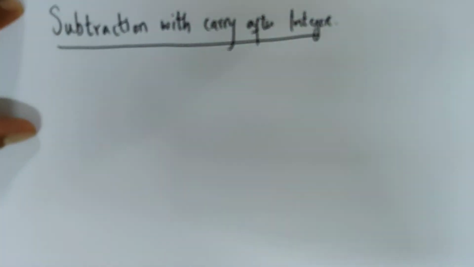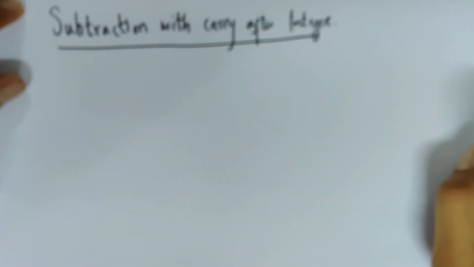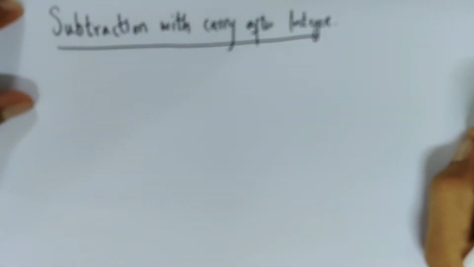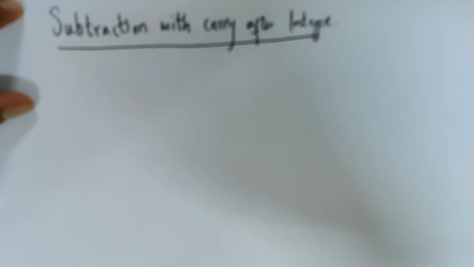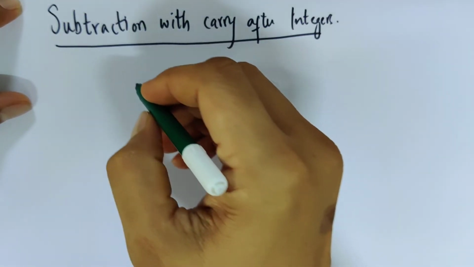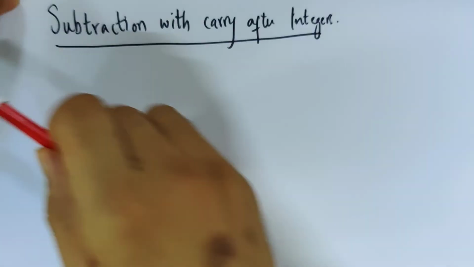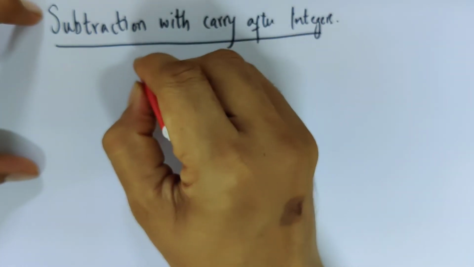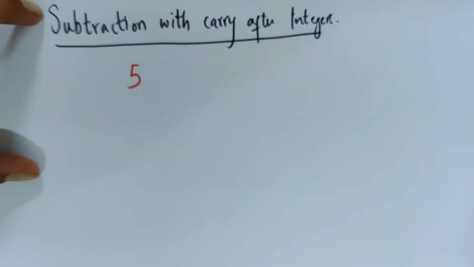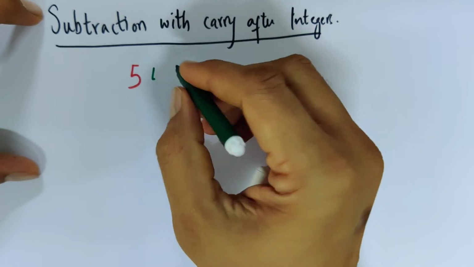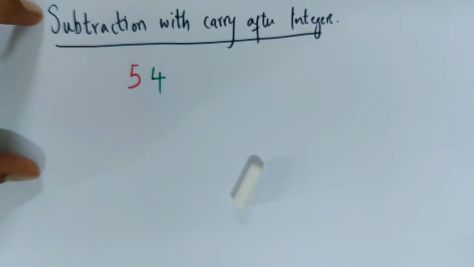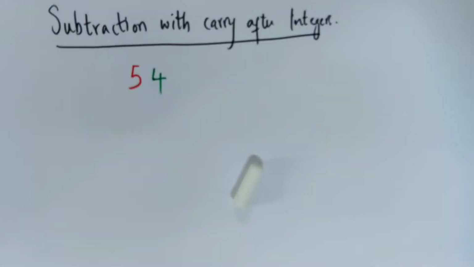So in this video we'll look at how to deal with subtraction with carry after children have been introduced to integers. Okay, so we can take a simple example. Let's say we start with a 2-digit number, 54, and I subtract, let's say, just 7. Simple.